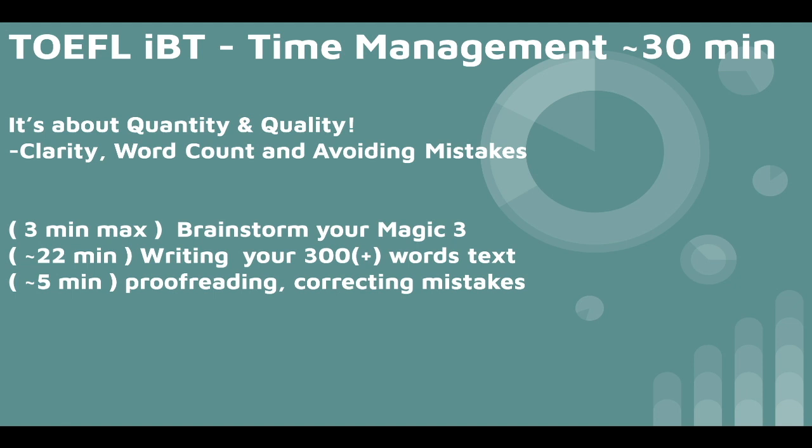So speaking of clarity, I would say the best way to manage your time is to put in about 3 minutes or less in brainstorming, getting your 3 ideas to support your opinion. 2 ideas might not be enough. 4 ideas might be a little bit too much. I think a good number is 3, the magic 3. I'll try to explain that a little bit more later.